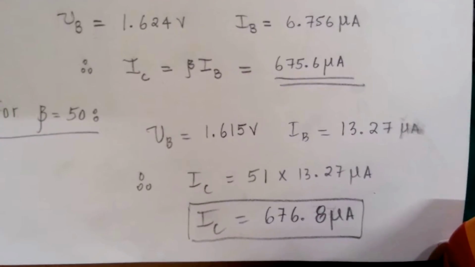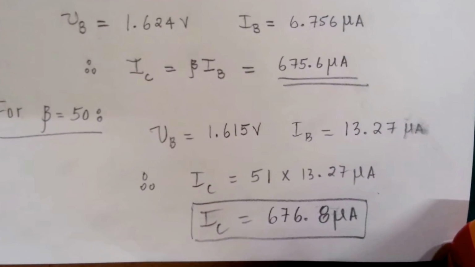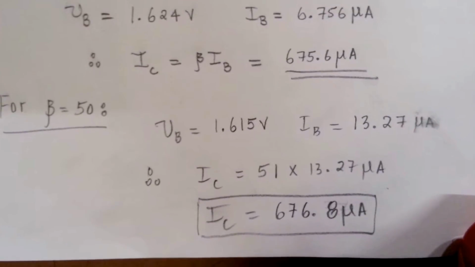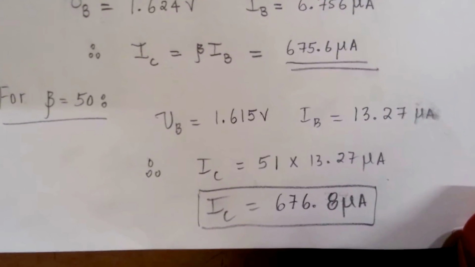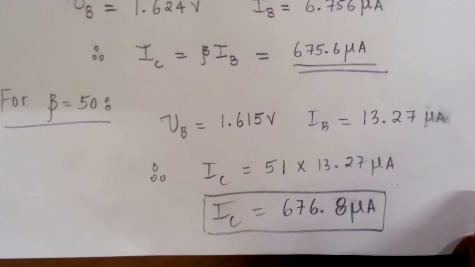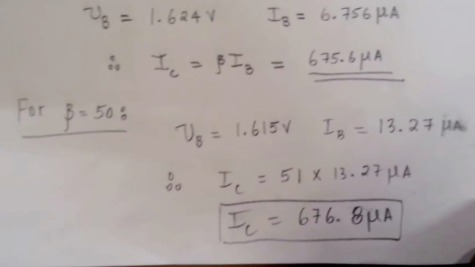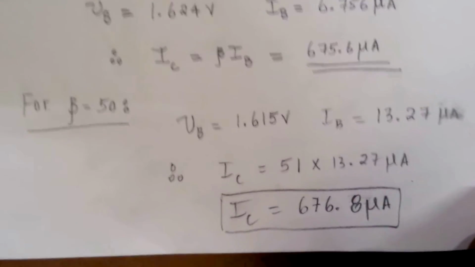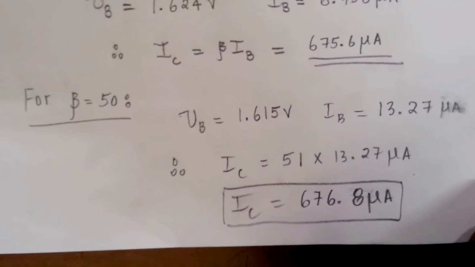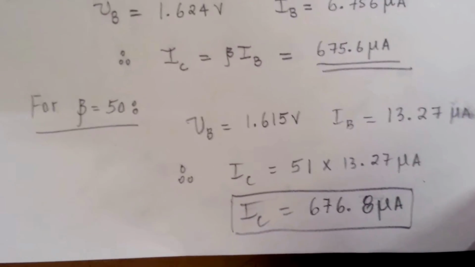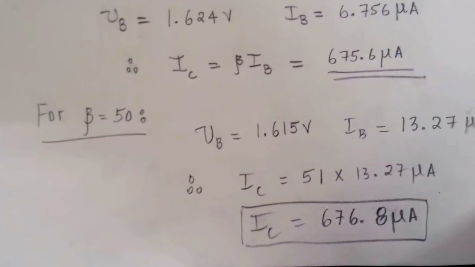It almost doubles for a change of 50 in beta. And IC goes from 675.6 microamp to 676.8 microamp. So as you can see, the change is quite minimal actually. The change in beta is a factor of 2 to be exact, sorry, because it changed from 100 to 50, so a factor of half.